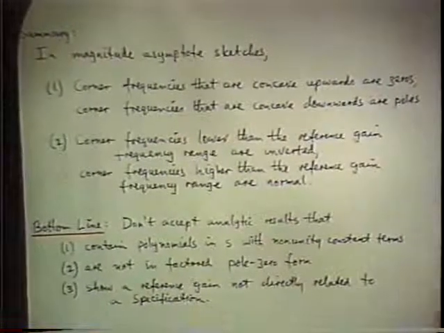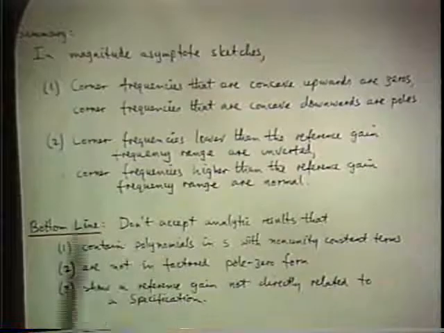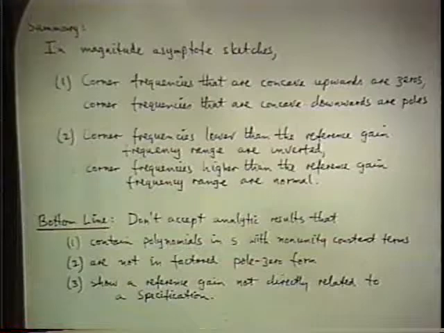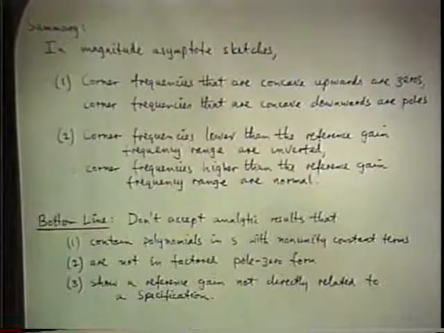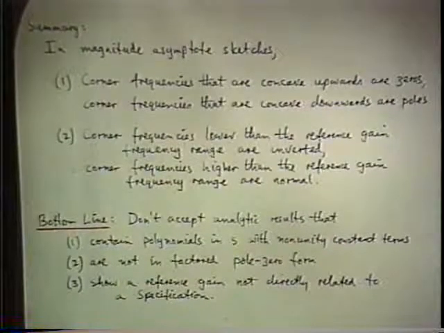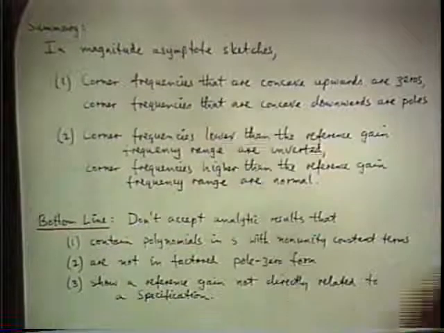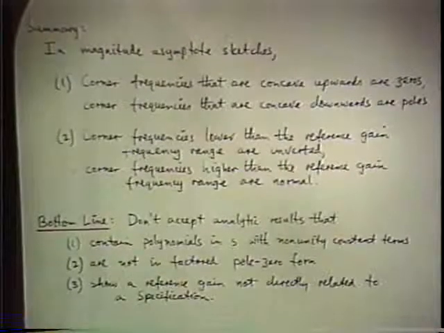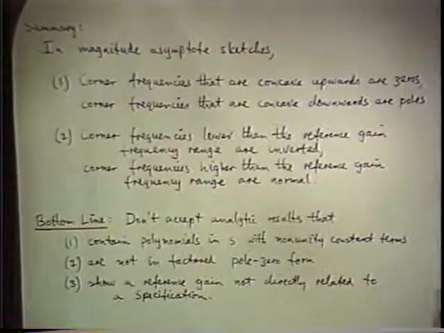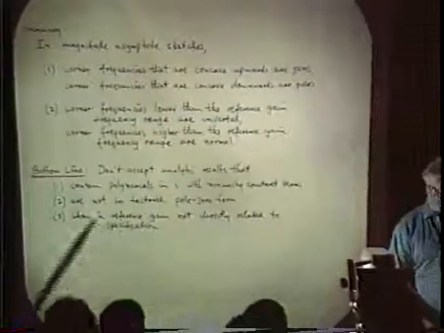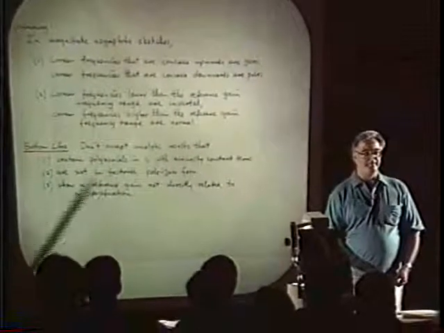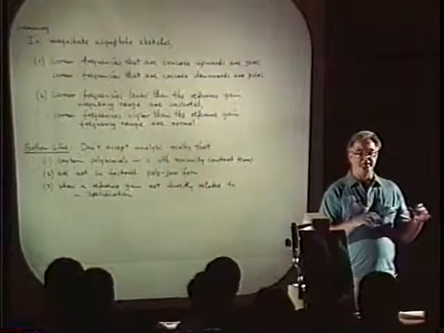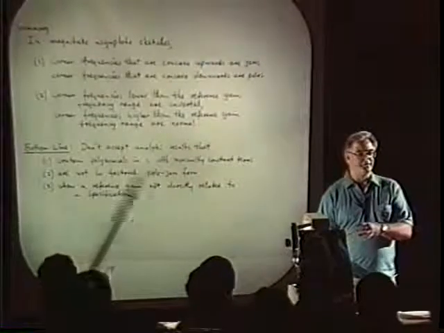And again, from the manager's point of view, if you see reports that contain polynomials in S with non-unity leading terms, that means that you get sums or products of elements in the other terms, send it back. If they're not in factored pole zero form, send it back. Make sure that the reference gain has some physical interpretation, some significance to do either with the properties of the system or has something to do with the specification.